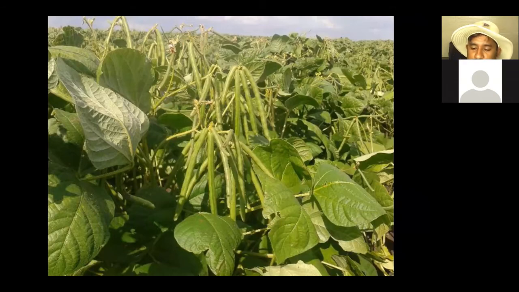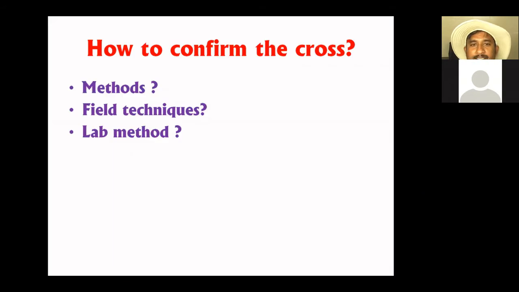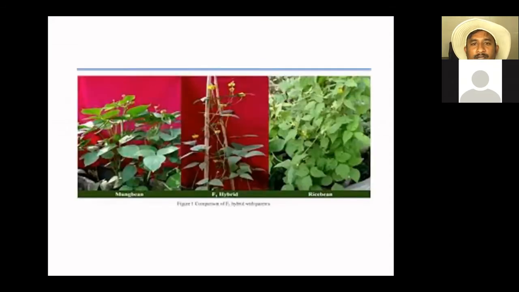These are the different two to three techniques that we use in Mung Bean. This is how the crossing program is done in Mung Bean. And this is a typical example of Mung Bean crossing with rice bean. So the F1 looks like it is in between the rice bean and Mung Bean.